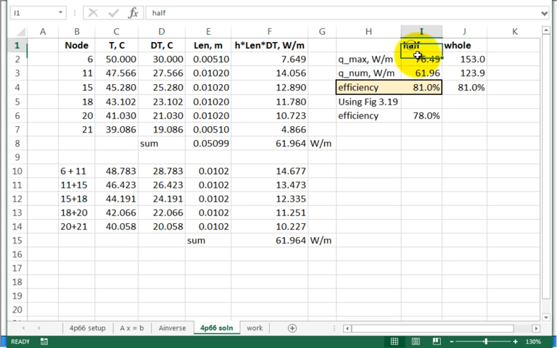Professor, you only did it for half. Okay, double everything and do it again, you'll get the same number. It's not going to change efficiency. So 81%. The textbook actually has a figure where you can back out an efficiency for a triangular fin. It shows it coming graphically to be around 78%. Is that a perfect match? No, but it's pretty good, isn't it?